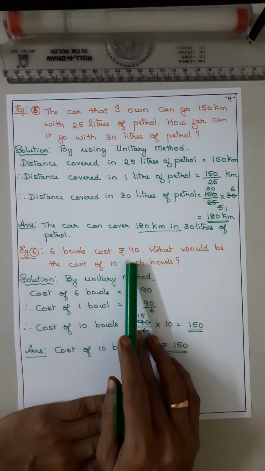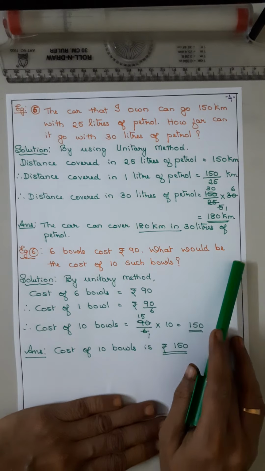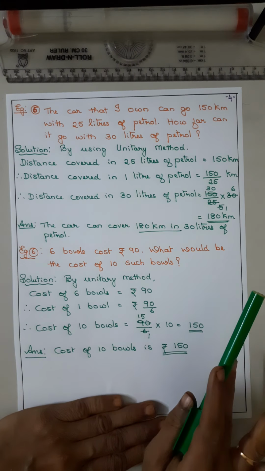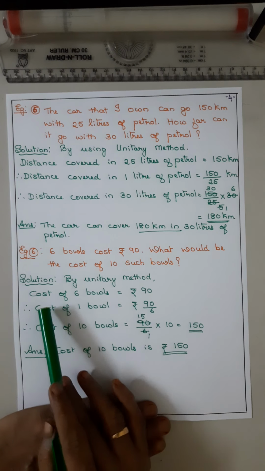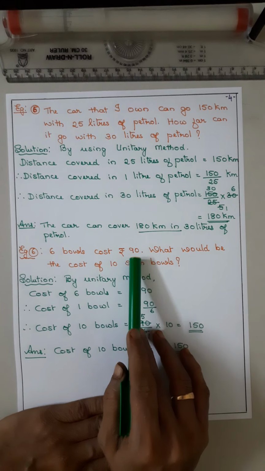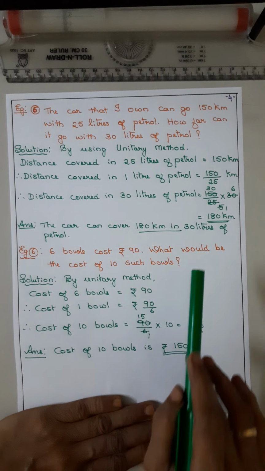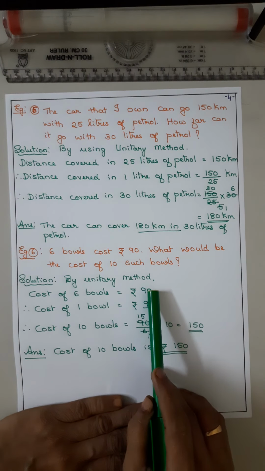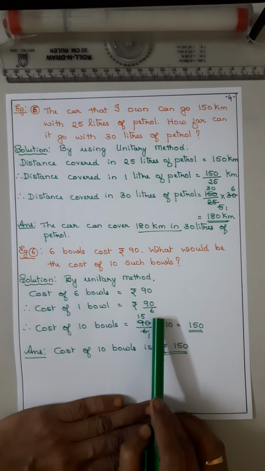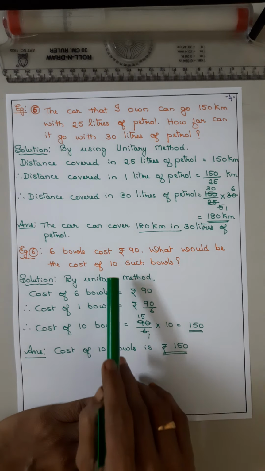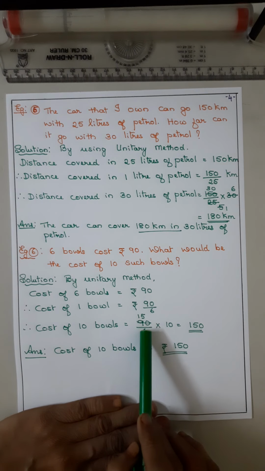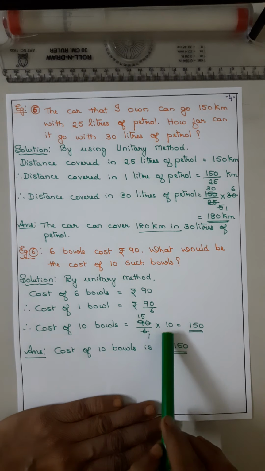6 bowls cost rupees 90. What would be the cost of 10 such bowls? Again, unitary method. Cost of 6 bowls is how much? Rupees 90. The cost of 1 bowl first: rupees 90 divided by 6. Okay. Therefore, cost of 10 bowls is equal to 90 by 6 into 10.